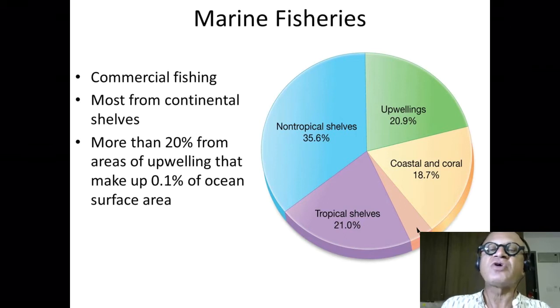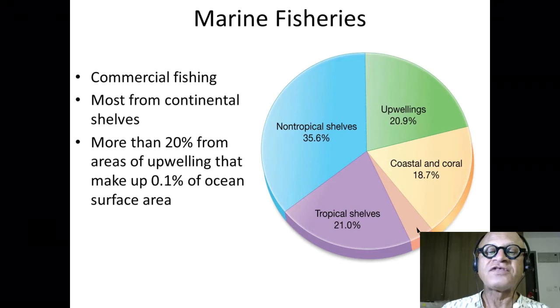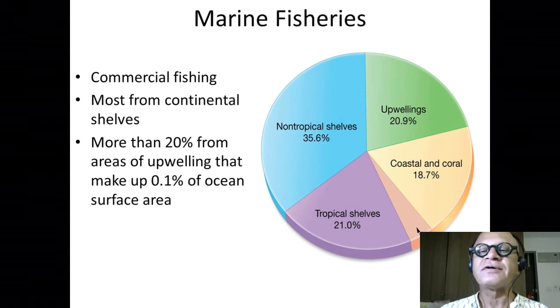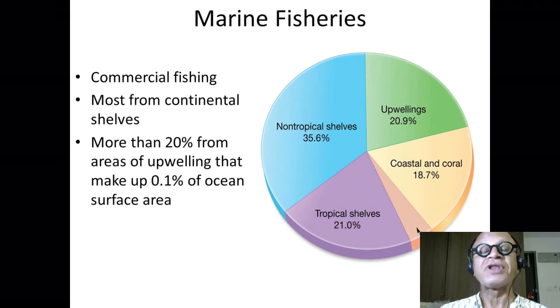Most of the fish, as we already said a few times, are caught on the continental shelves. More than 20% of that from upwelling areas, and the open ocean area makes up only 0.1% of the surface area in terms of the fisheries. So here are the non-tropical shelves, 35.6, upwelling region about 21%, coastal upwelling regions and corals 18.7%, open ocean only 3.8%, and tropical shelves. Non-tropical shelves and tropical shelves are divided. Tropical shelves are 21%.